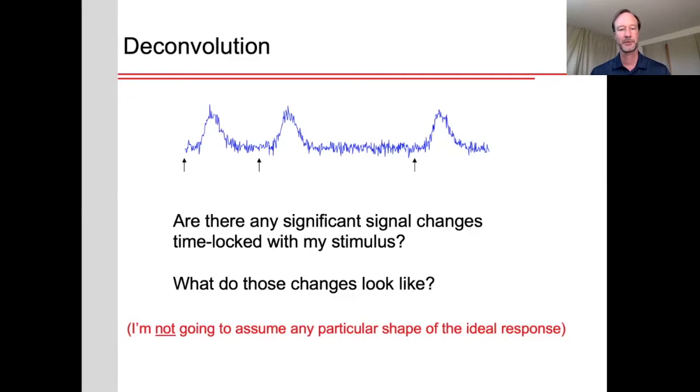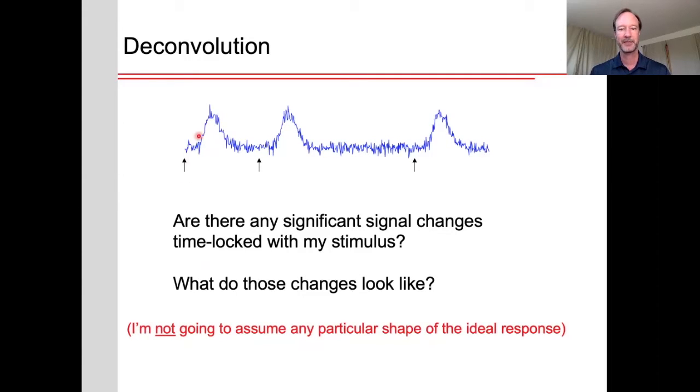Let's say we have a person performing the task briefly at these 3 time points indicated by the arrows here. Now, one way to analyze that would be to convolve those times with the hemodynamic response function and then fit that to the data. However, what if we don't want to make any assumption about the particular shape of this ideal response? Rather, we just want to see, are there any significant changes that are time locked with my stimulus? And then what do these changes look like? The way we can measure that is with deconvolution.